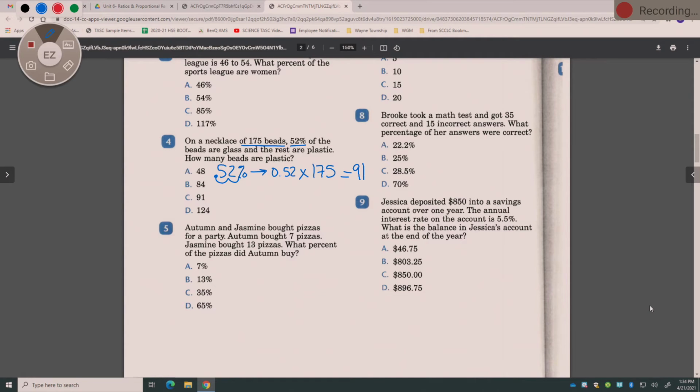So 91 of my beads are glass. From this point, I know out of 175 beads, 91 are glass. So if I subtract those 91 glass beads, that's going to tell me 84 beads are left over, and those are my plastic beads. So that's one way to do that.